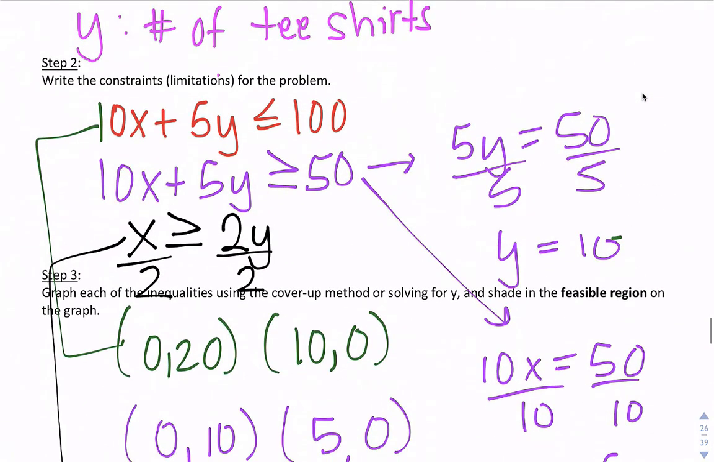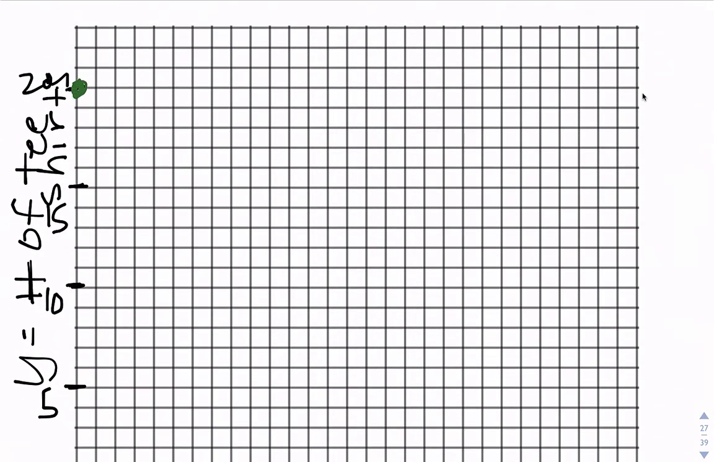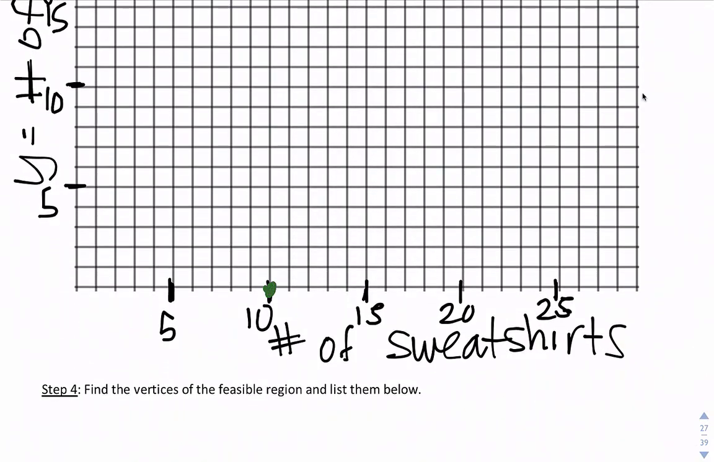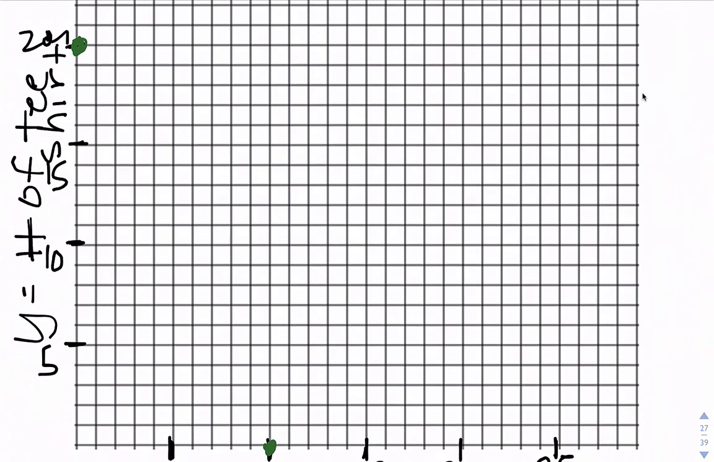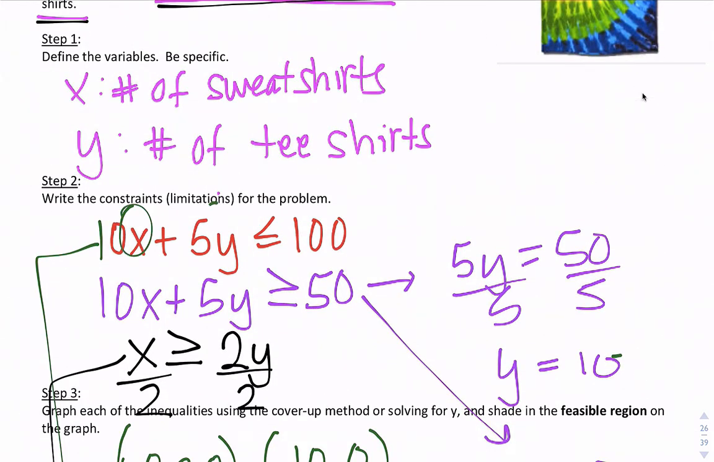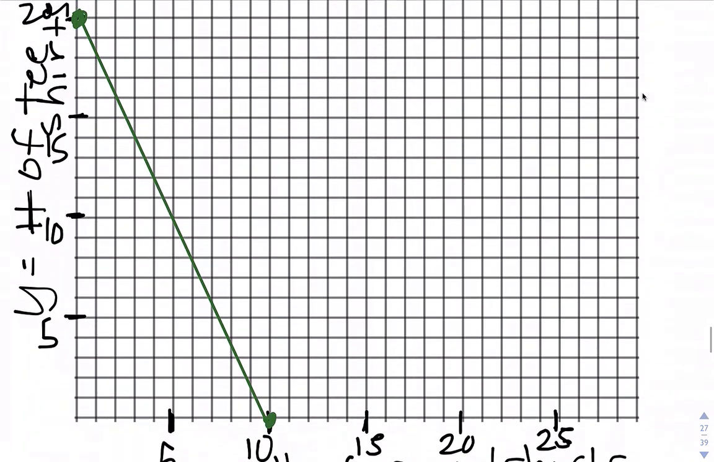I'll do the green line first. Okay, so 0, 20 I'm going to graph. So 0, 20 is right here. And 10, 0. So 10, 0 is right here. And that's going to be a solid line. Okay, so there's the first one. We pick a point, test, and shade. So if I plug in, is 0 less than or equal to 100, and it is. So here's the point 0, 0. We're going to shade below the line.